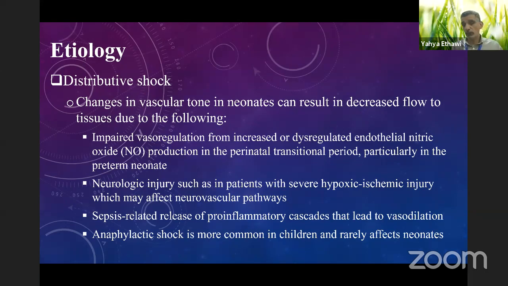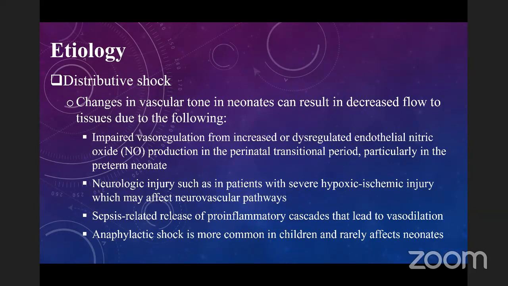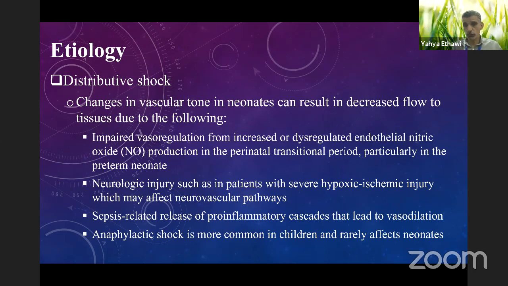Now, sometimes the vasoregulation is okay, but we have severe hypoxic ischemic injury. And remember, the brain and the CNS are vital to maintain the neurovascular tone. And if that is affected, it can cause loss of peripheral vascular tone. Release of metabolites, such as the pro-inflammatory factors, can also cause impairment of vascular tone and cause loss of the tone, or what we call vasodilation.